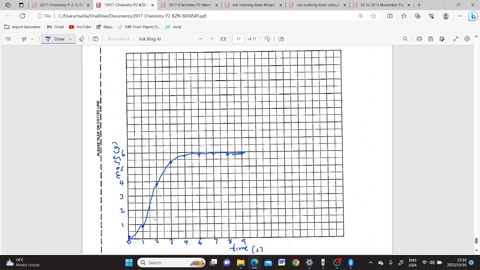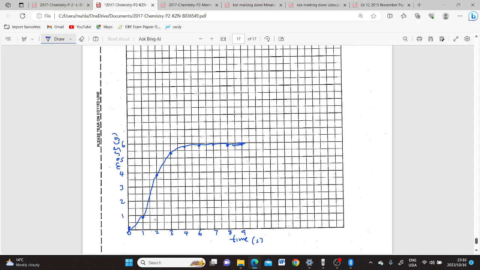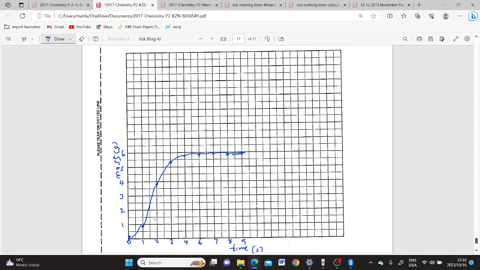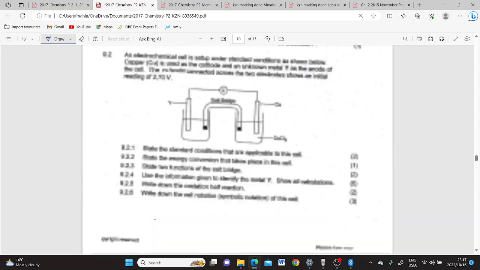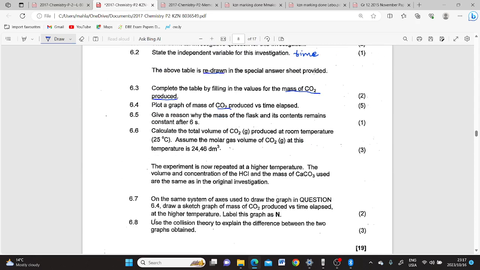Right. And then the last thing, we need the heading: graph of mass of carbon dioxide versus time. Right, let's move up to check.